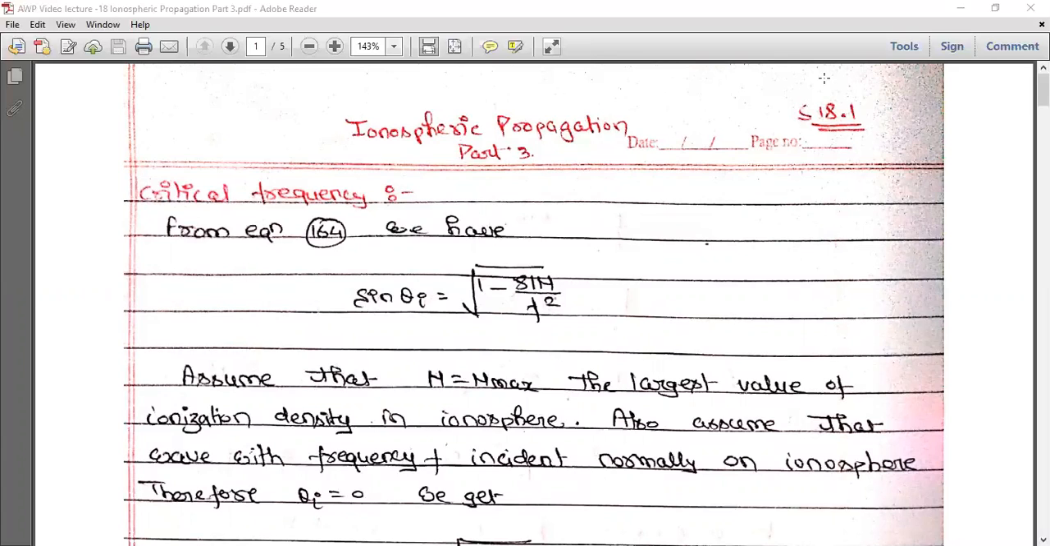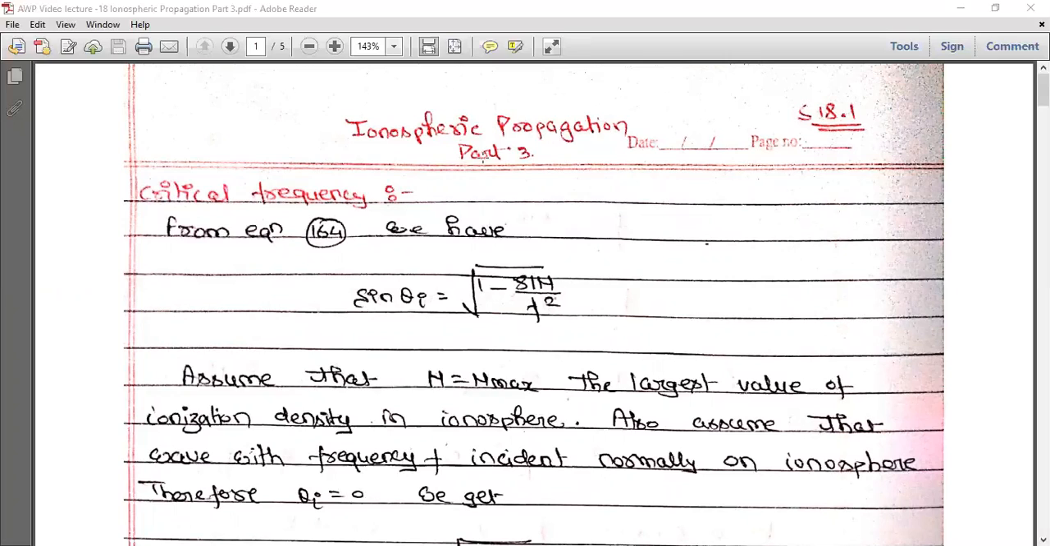Using this value, and with the help of Snell's law, we derived this particular equation, as you can see on the screen. On the screen, you have equation number 164 from the last session, which is written as sine of theta I equals the square root of 1 minus 81N upon f squared. Now, this equation is very important from the ionospheric propagation point of view. This equation will give us many important parameters for understanding the propagation of electromagnetic waves through the ionosphere.